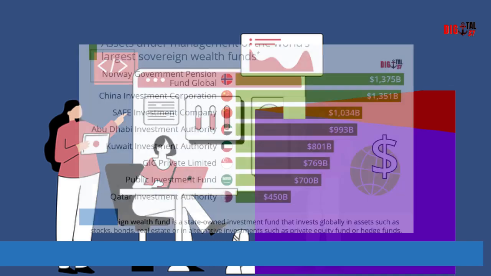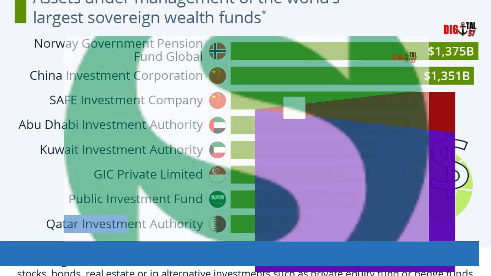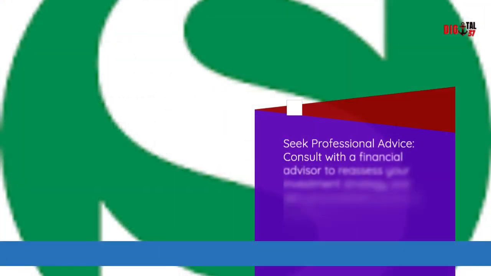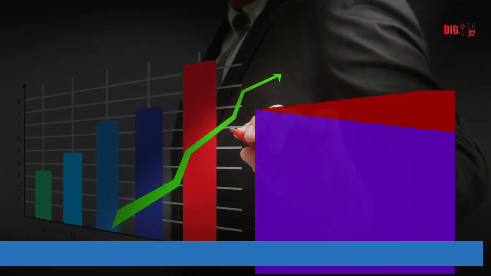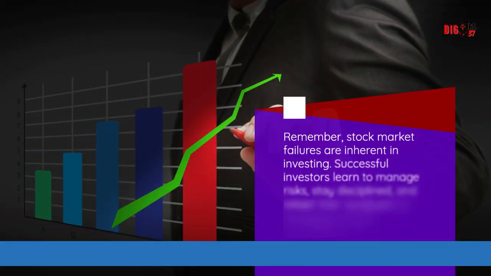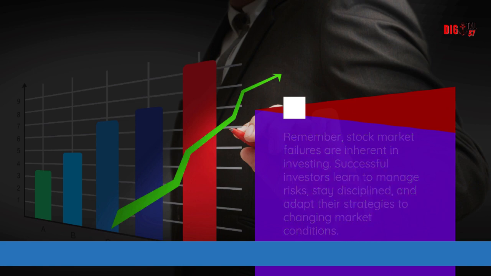Consider rebalancing if needed. Emergency fund. Ensure you have an emergency fund in place to cover immediate financial needs without selling investments at a loss. Seek professional advice. Consult with a financial advisor to reassess your investment strategy and get personalized guidance based on your financial situation. Remember, stock market failures are inherent in investing. Successful investors learn to manage risks, stay disciplined, and adapt their strategies to changing market conditions.